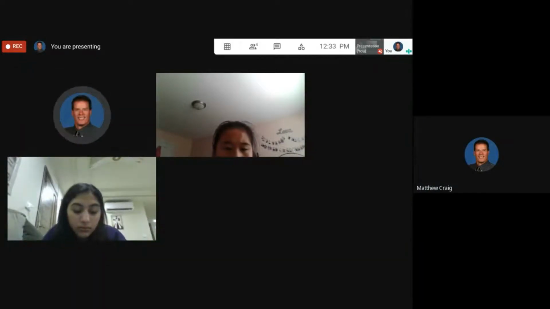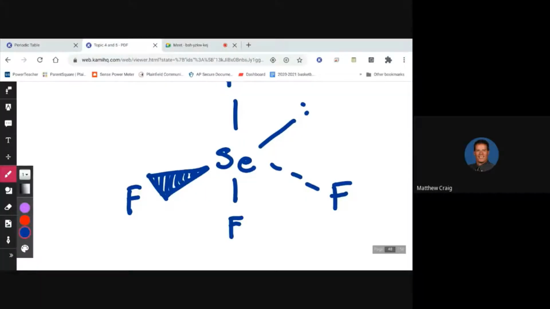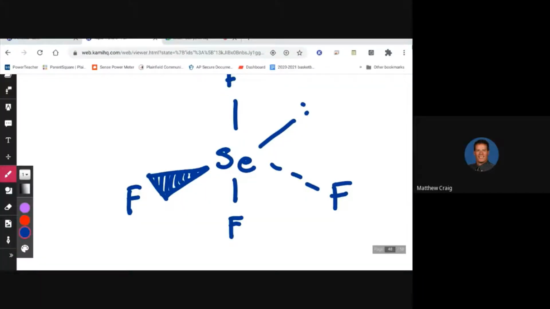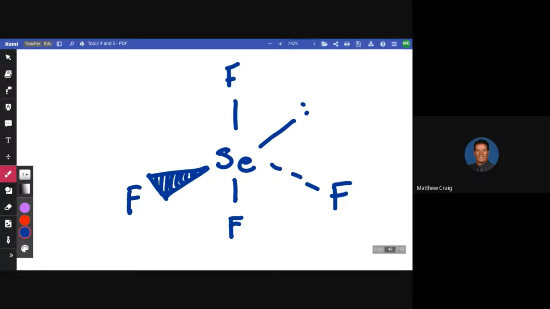So let's say, now this wouldn't happen, but if chlorine was a double bond, you would do the two lines. So double bonds, triple bonds, it still would dictate how the shape would be on a plane or whatever.